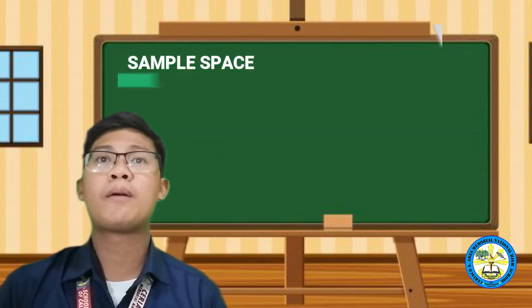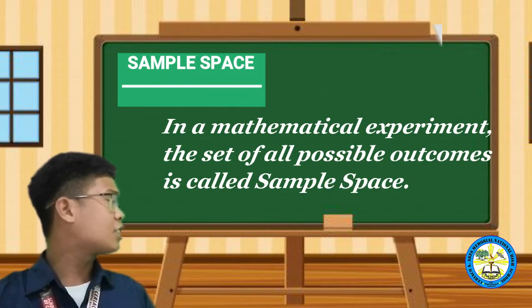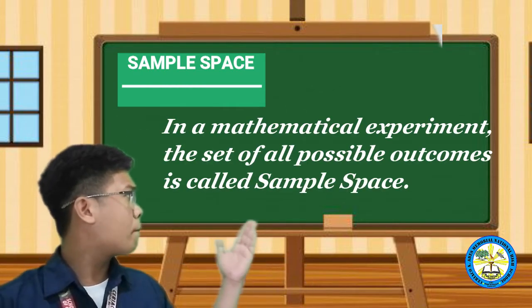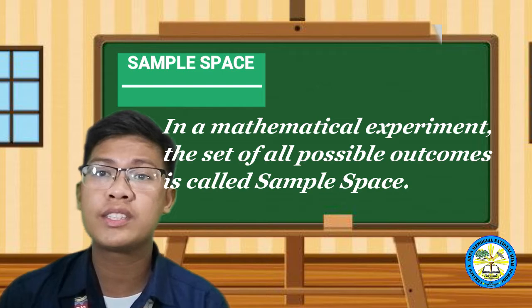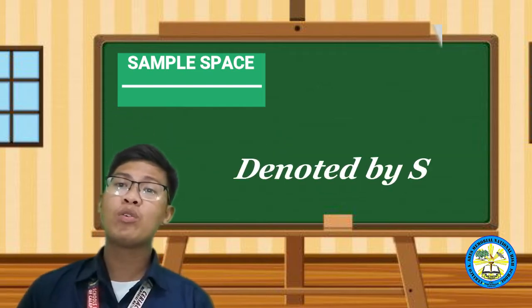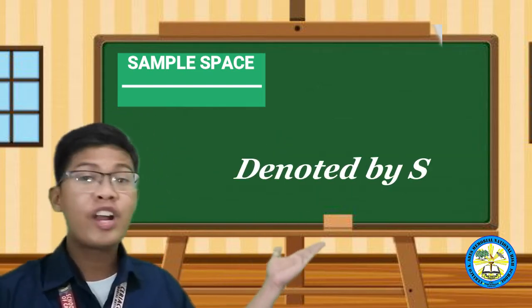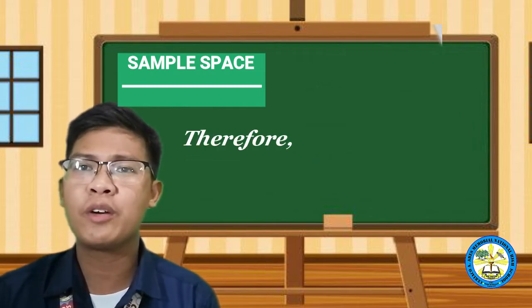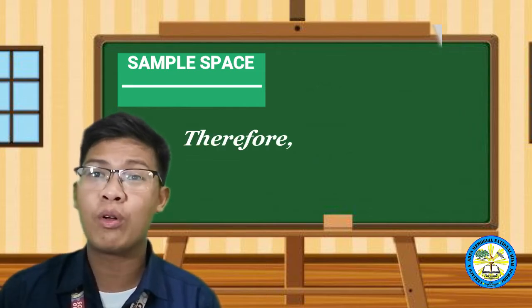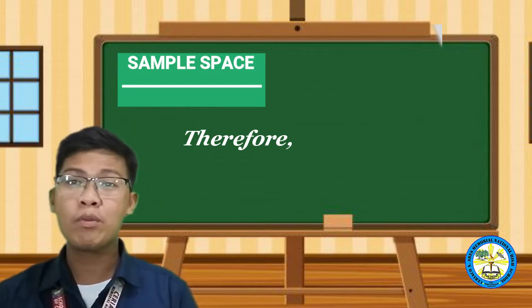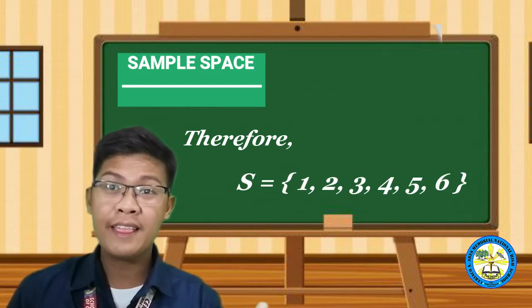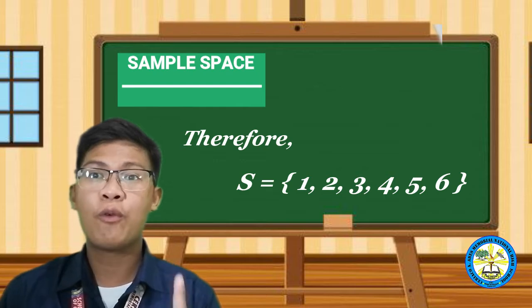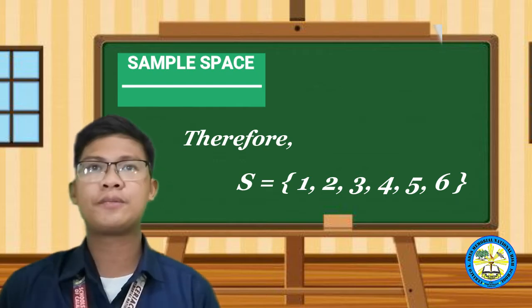Let's talk about sample space. In a mathematical experiment, the set of all possible outcomes is called the sample space. It can be denoted by capital letter S. Therefore, in our given 6-sided die experiment, the possible outcomes, or sample space, are 1, 2, 3, 4, 5, and 6.